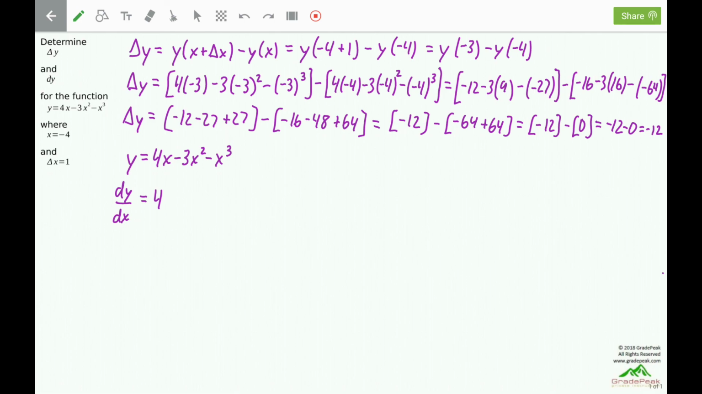The second term will be the power rule. Bring down the power, multiply with the negative 3, and subtract 1 from the power. The third term will be a power rule. Bring down the 3, multiply with the negative 1, and subtract 1 from the power. Dy can be solved for by multiplying both sides by dx, and therefore a dx will multiply to the right side. And we can replace dx with delta x to give a value for it.